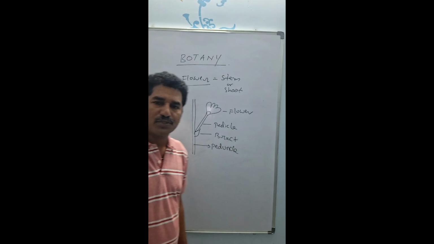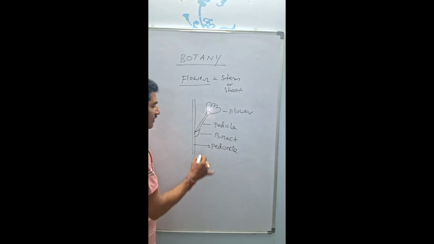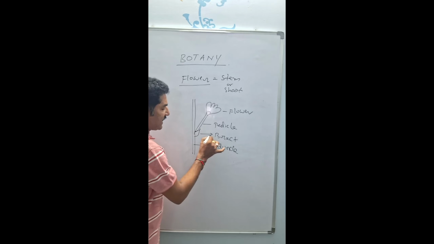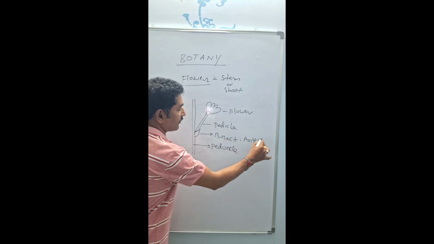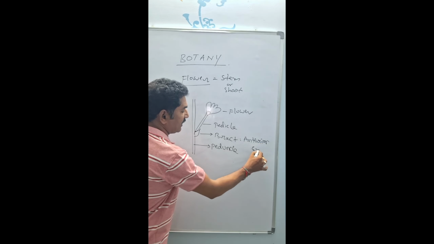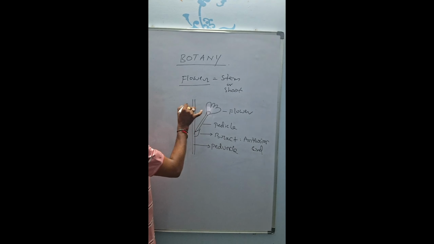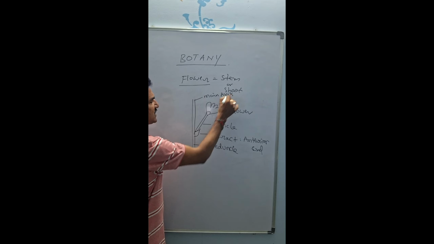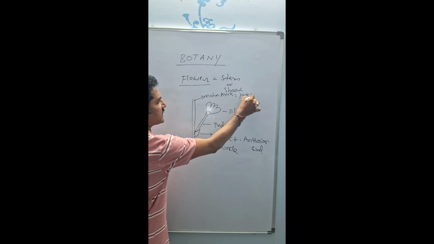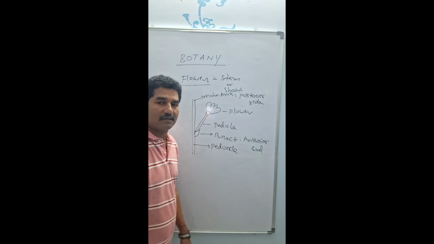So the flower has 2 ends or 2 parts. Number 1, towards the bract side is called the anterior end or anterior side. This is the peduncle or main axis. Towards the main axis side is called the posterior side or end.